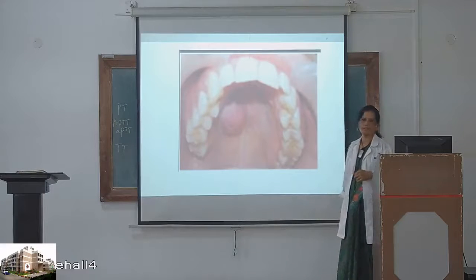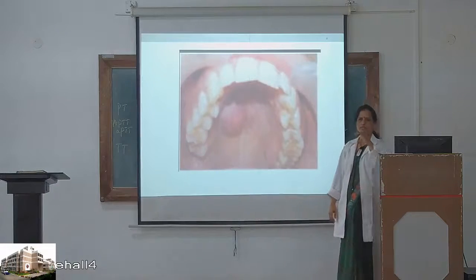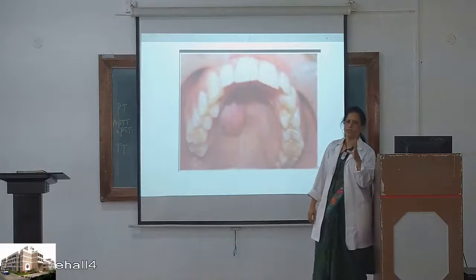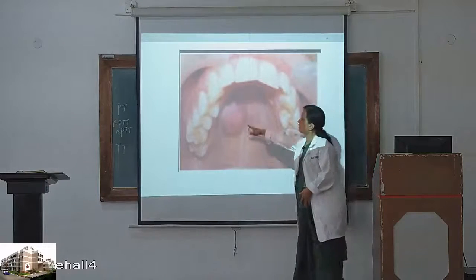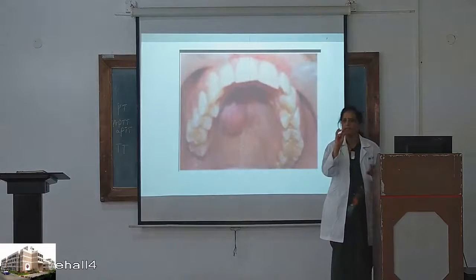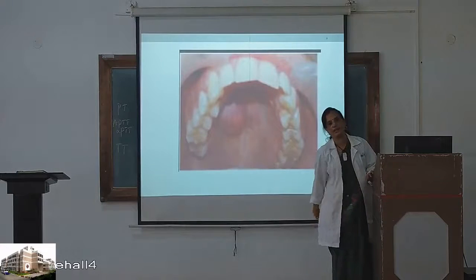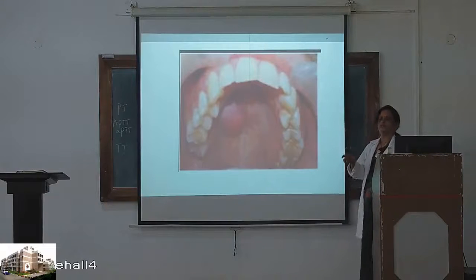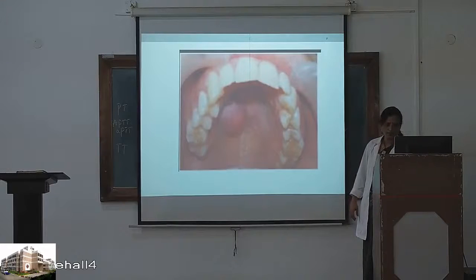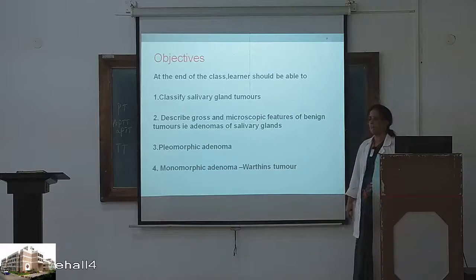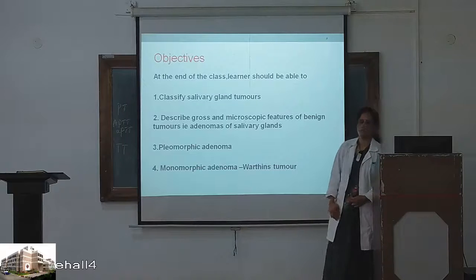Now look at this patient, mouth open, you see a lesion. But where is the lesion? It's a very well circumscribed lesion. Where is it? On the hard palate. So this lesion here is arising from the minor salivary gland. Okay. So what am I going to teach you today?